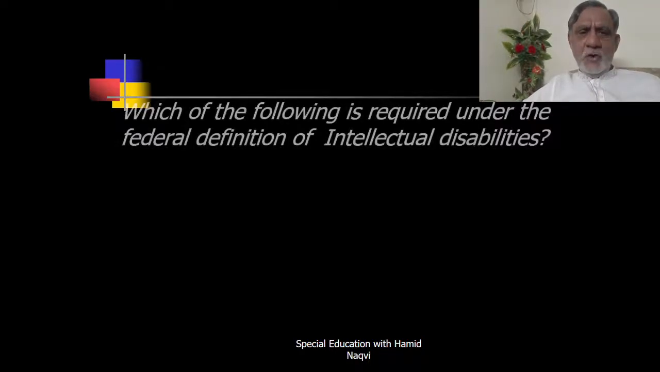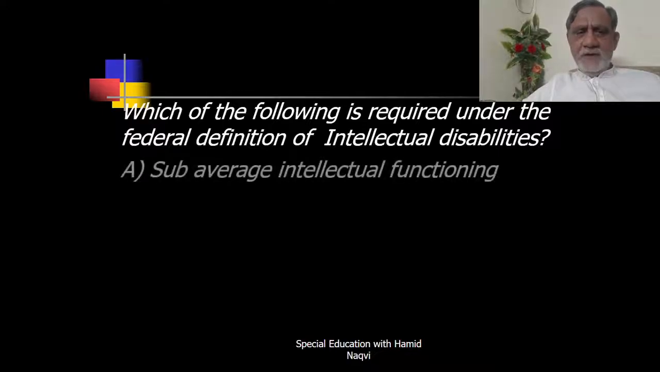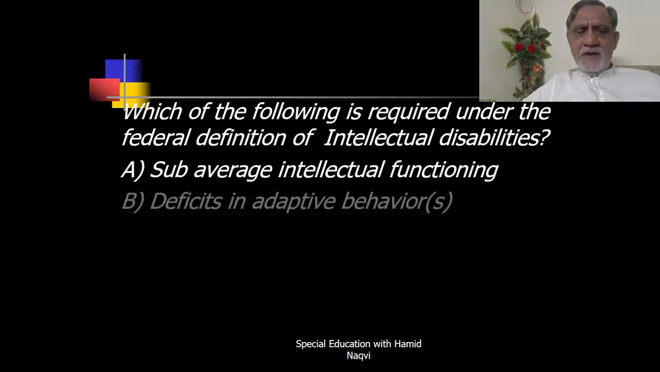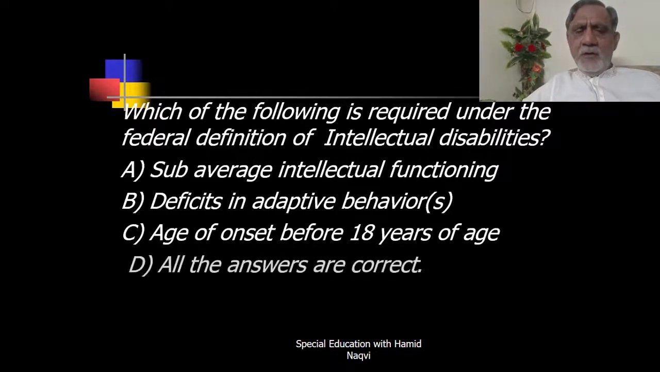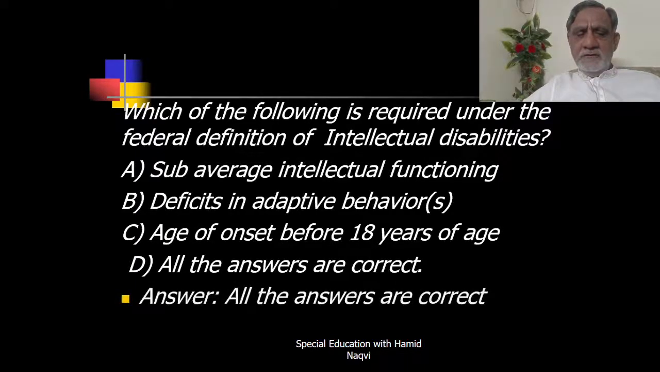Next question. Which of the following is required under the federal definition of intellectual disabilities? Sub-average intellectual functioning, deficits in adaptive behaviors, age of onset before 18 years of age. All the answers are correct. Answer is all the answers are correct.